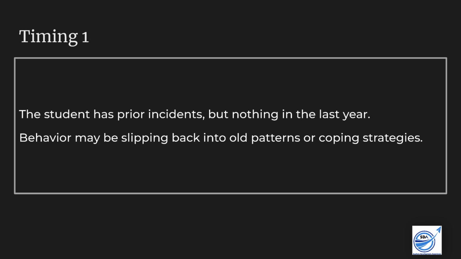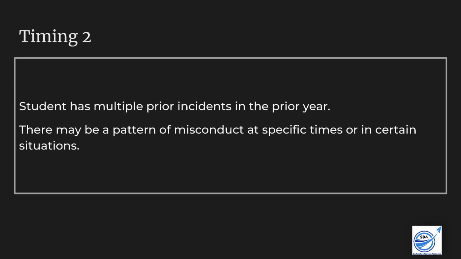With timing 1, the student has prior incidents, nothing in the last year generally. We see this as behavior that might be slipping back into old patterns or coping strategies when they face new challenges. With timing level 2, the student has multiple prior incidents that have occurred in the last 12 months, and there's a pattern of misconduct at specific times or in certain situations. There are certain stressors that we might identify that are leading the student to engage in this behavior when these certain stressors or conditions are met.